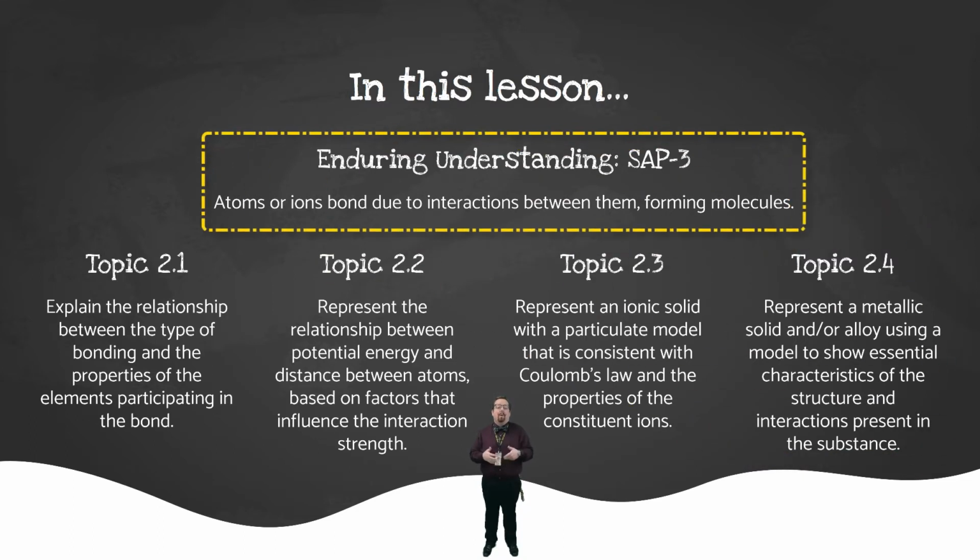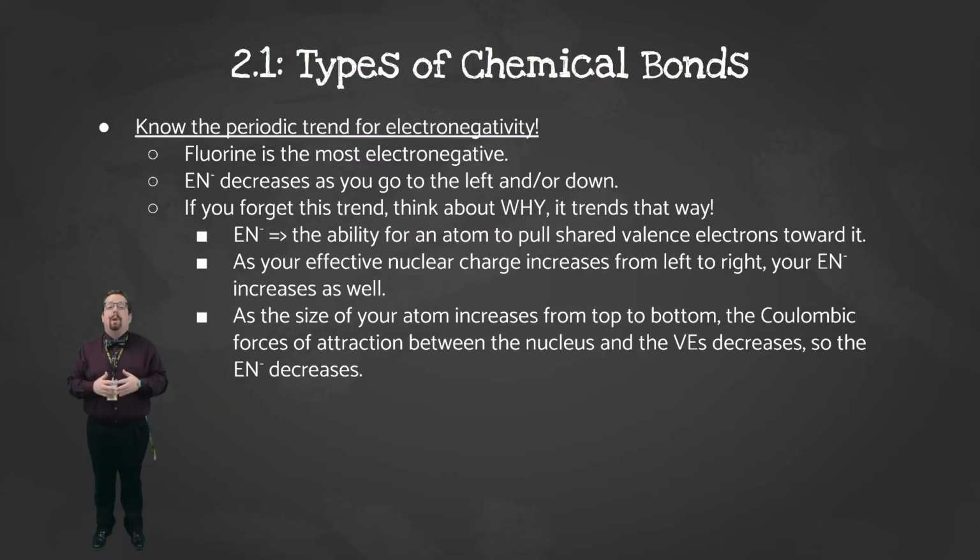In learning these 4 topics, the overarching goal is for you to learn that atoms or ions bond due to the interactions between them, forming molecules. So let's get started. Topic 2.1 is about the types of chemical bonds.